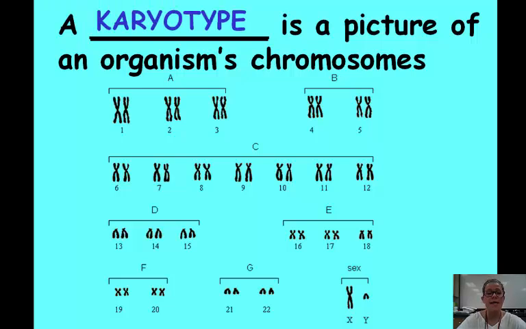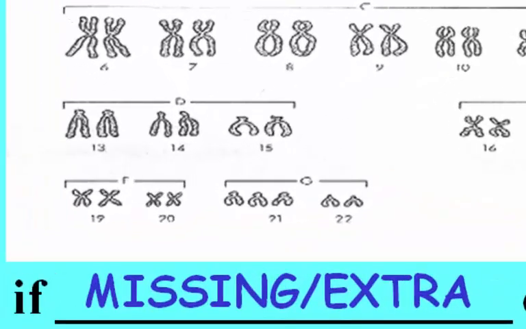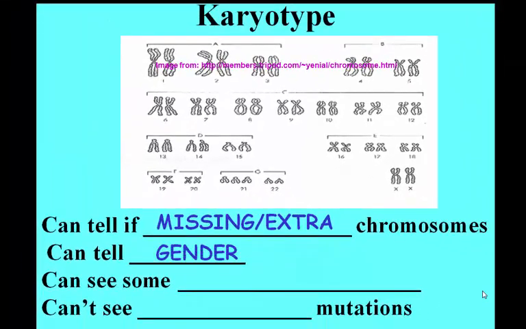A karyotype is basically a picture of all of our chromosomes. And we line them up from largest to smallest. And we always put the sex chromosomes at the very end. Okay, so you can see there was an X and a Y at the end. So karyotypes can tell us a bunch of different things. They can tell us if we're missing or we have extra chromosomes. So we can see here there's an extra 21st chromosome, and that would signify Down syndrome.